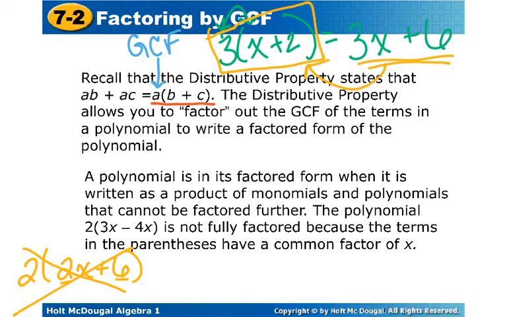Same with this polynomial that they give us right here, 2 times the quantity of 3x minus 4x. It's not fully simplified because both of my terms here have an x still, so I can still take out an x value. So when you're factoring out a greatest common factor, it's always good to make sure that you've fully factored out all of the terms. And if you need to do it in 2 parts, you can do it in 2 parts.